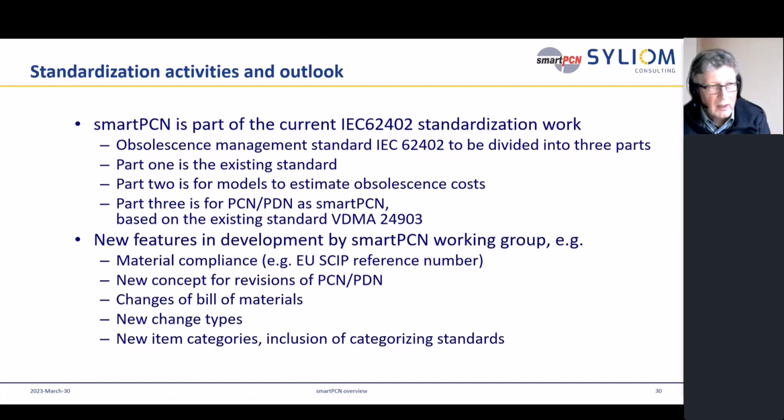And then we have changes of bill of materials. At least we will have a data field that tells you that for this product there will be a changed bill of material, and then you will find the details in the documentation section. Then we have new change types that are in development, new item categories, and the inclusion of categorizing standards. So we will see how far we will get in this one.